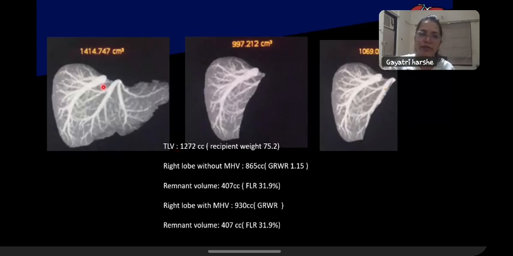So this was a case of transplant. So we excluded portal vein and IVC. But in case you are doing other hepatic surgeries, you don't have to exclude the portal vein and IVC, because what you are going to do is just take the volume accordingly and deduct 13 to 15% of the volume.